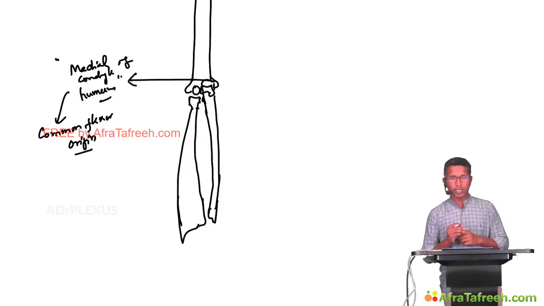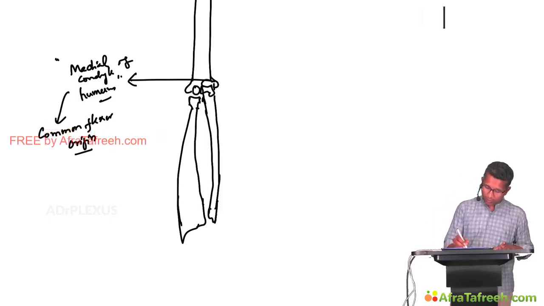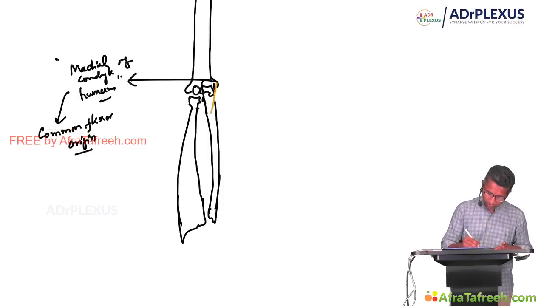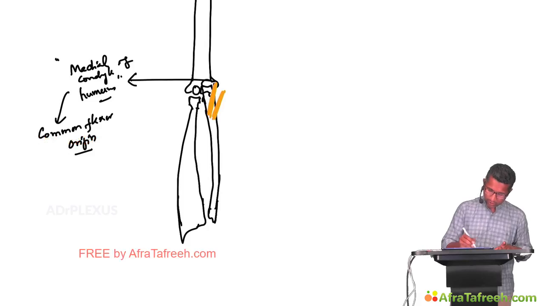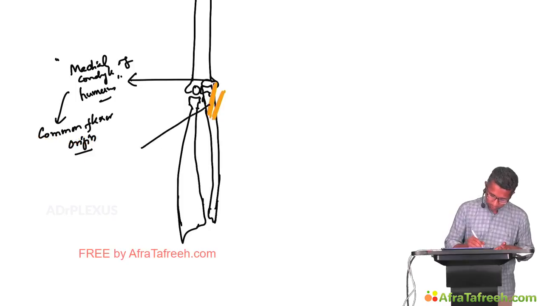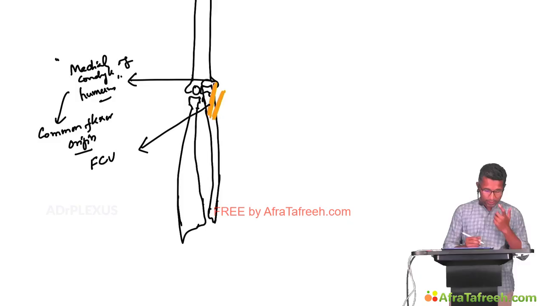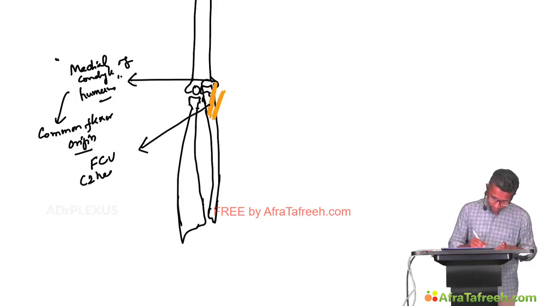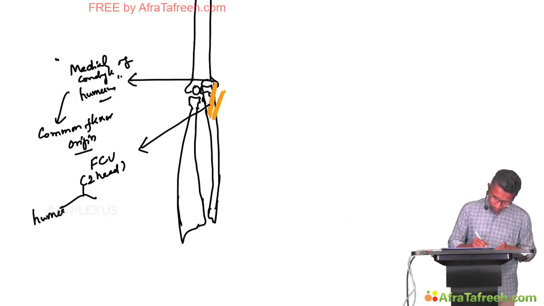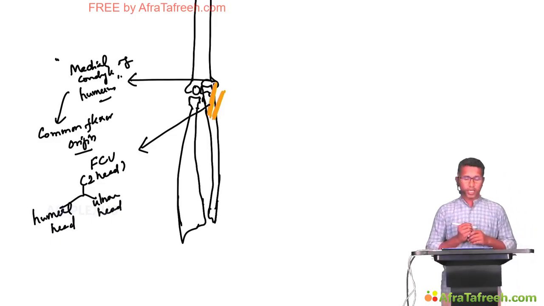Very similarly, here you get a muscle called the flexor carpi ulnaris muscle. The muscle which I am drawing here is the flexor carpi ulnaris. Again, it has 2 heads, guys. One is the humeral head, and the next one is the ulnar head.